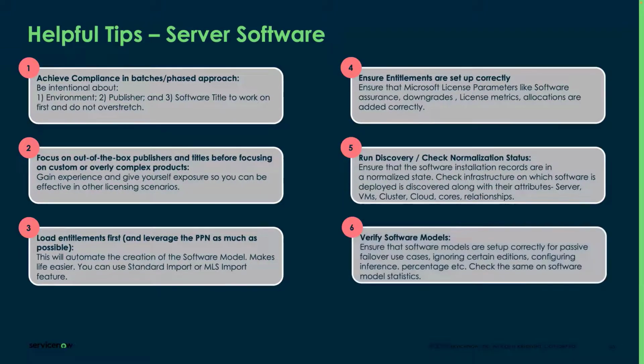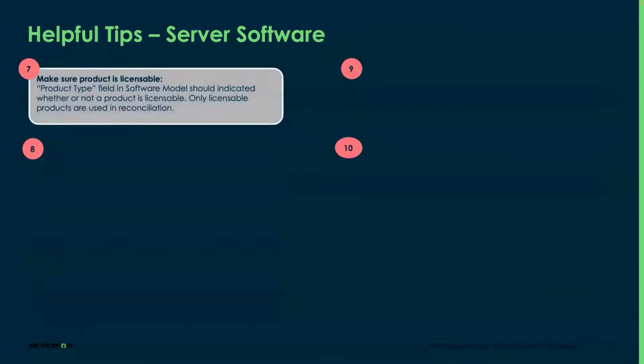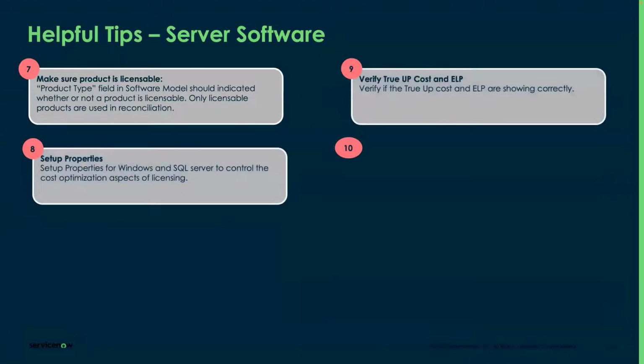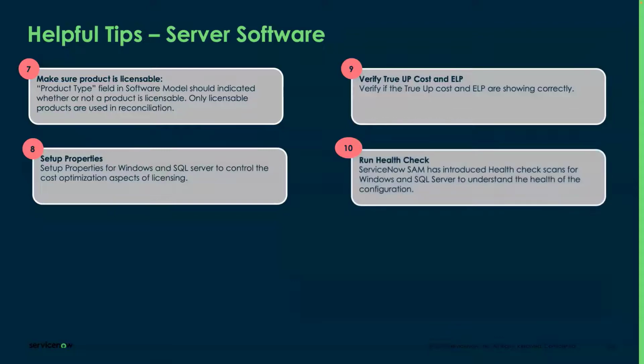Verify your software models are correct. And then we can move to the next ones, which are similar ones. Make your product licensable, set up properties which could control your optimization settings, verify your true-up, and see if your ELPs are correct or not. And then this is one important thing which we have introduced recently, which is health check.